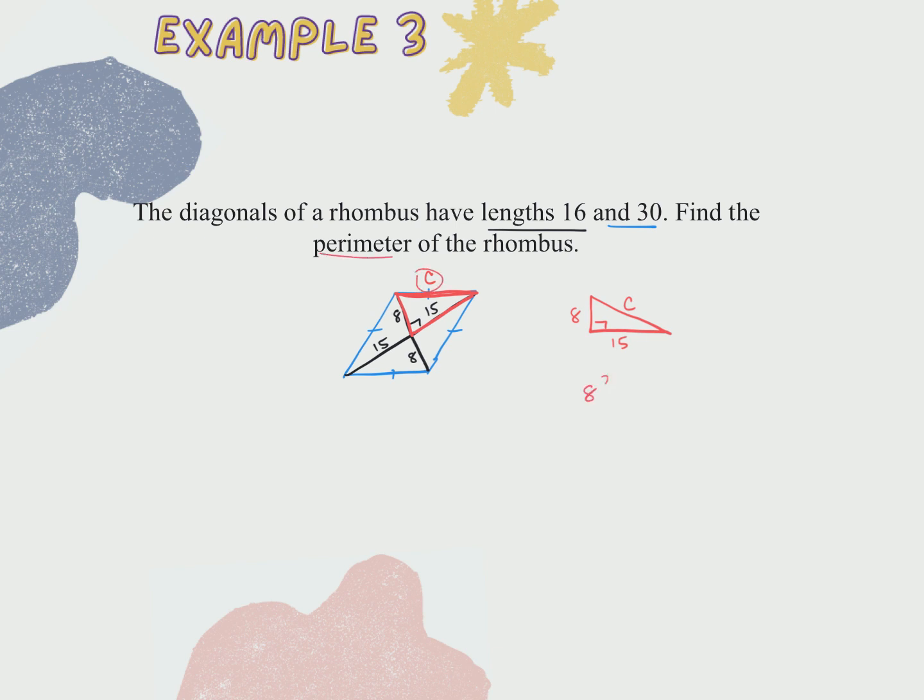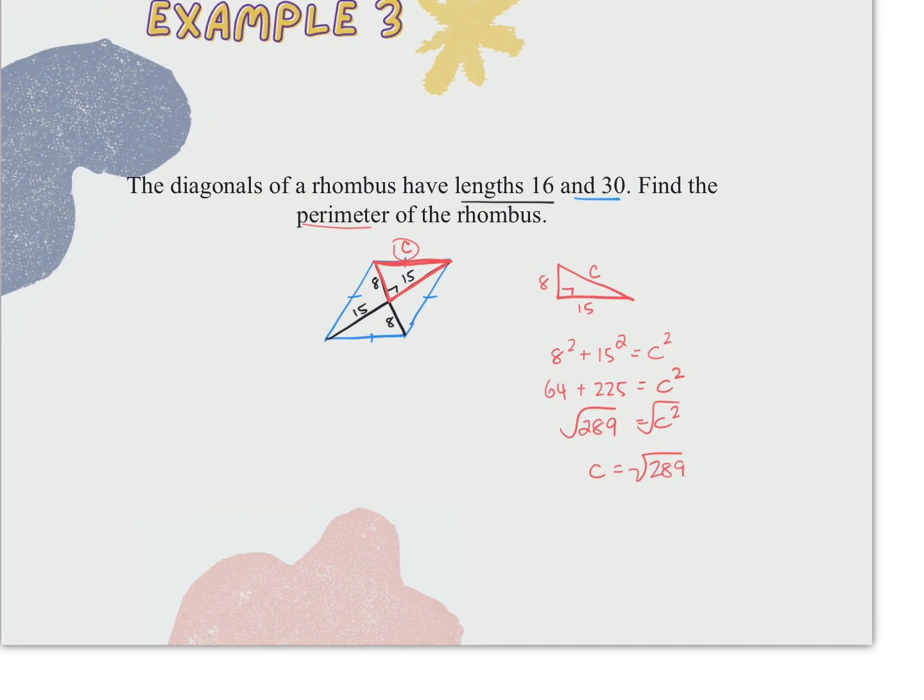So again, I've got leg squared plus leg squared equals hypotenuse squared. I've got 64 plus 225 is c squared. When I do the math here, I get 289 equals c squared. And I know then that c is the square root of 289. Now, some of you at this point might be scrambling, trying to figure out what the square root of 289 is. Well, it ends up being 17.